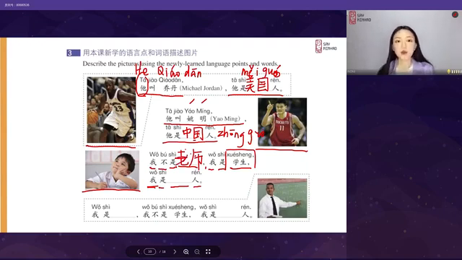Next one. 我是什么人？ He looks like a Chinese, right? So let's just write it as Chinese. It is okay if you want to write 美国 as well. But since he looks like Asian and he's speaking Chinese, so let's say he is a Chinese, okay? 我是中国人. Now let's try to read from the start, okay?